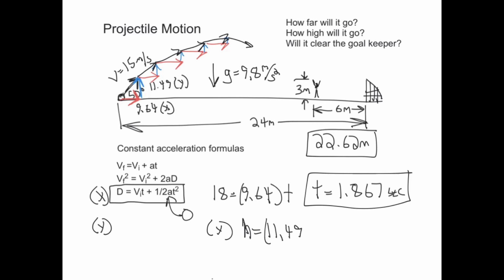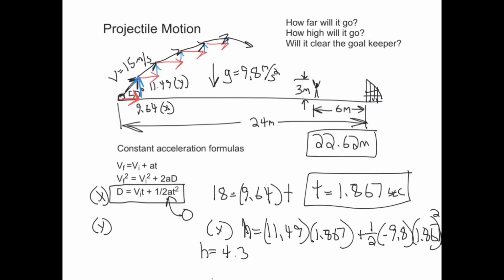And so we just apply the same formula in the y direction. Now we do have an acceleration term. It's going to be the negative 9.8 because of the acceleration due to gravity. Times that same time, and we have to square the time. When we do this, we find the final height is going to be 4.37 meters, which is indicating that we are going to score a goal because the goalie can only jump to a height of 3 meters.